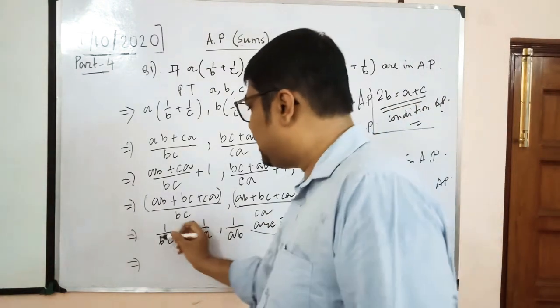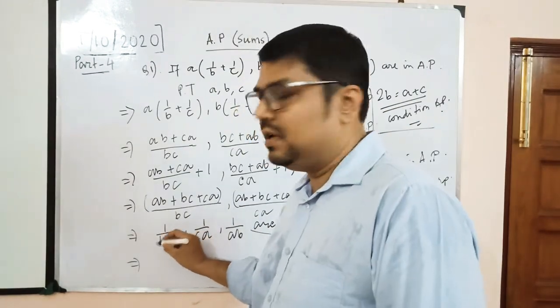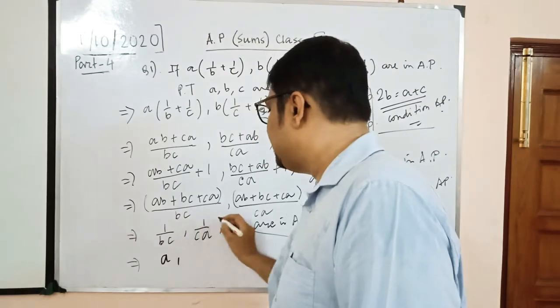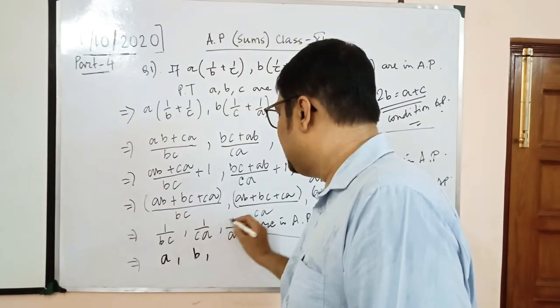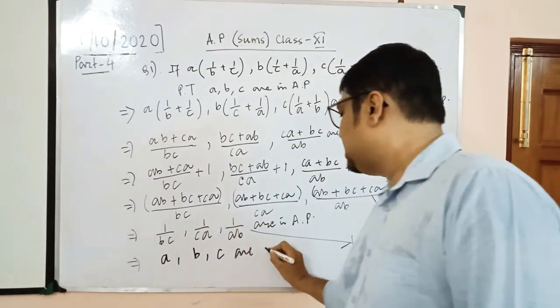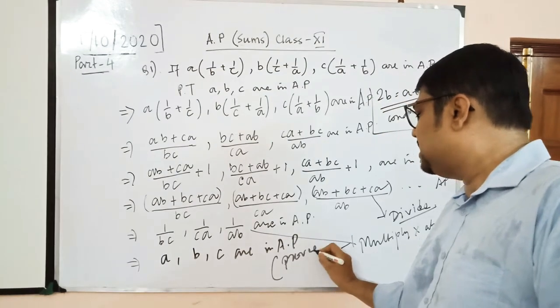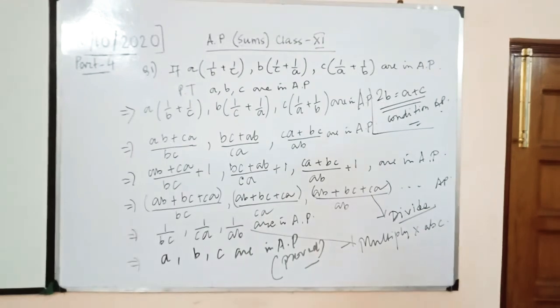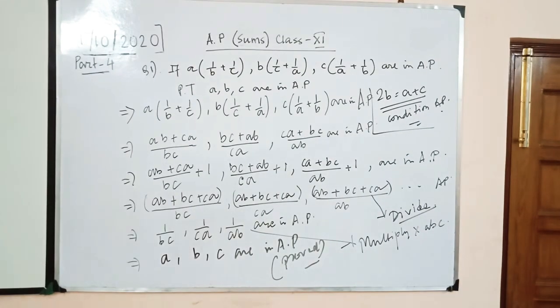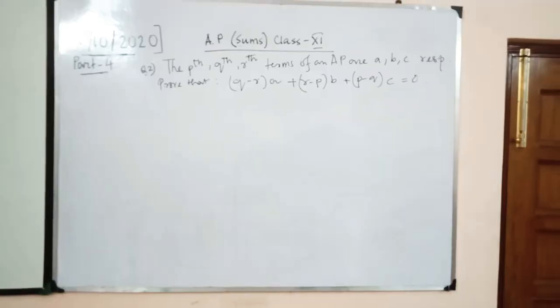So here if I multiply by ABC, then what will happen? BC will cut and A will remain. ABC, if I multiply, B will remain. ABC, C will remain. Therefore A, B, C are in AP. So this is the last line, and it can be proved in that way. We will move to the next sum.